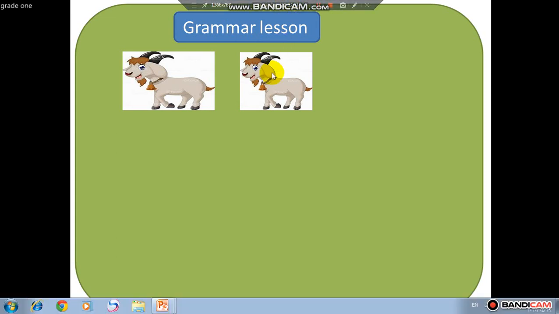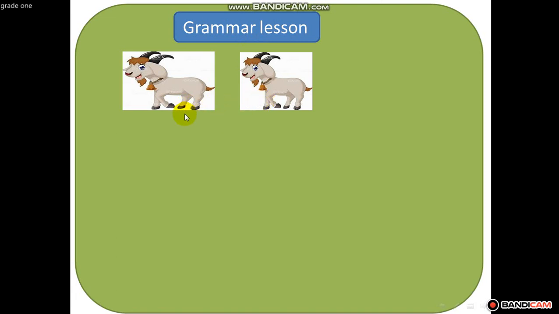So let's count. If I'm going to ask about the number of these goats, I'm going to say, how many goats are there? So you're going to say there are 2 goats. Let's count, 1, 2. If I ask you to write a sentence on this picture, what should I say? Excellent. There are 2 goats.